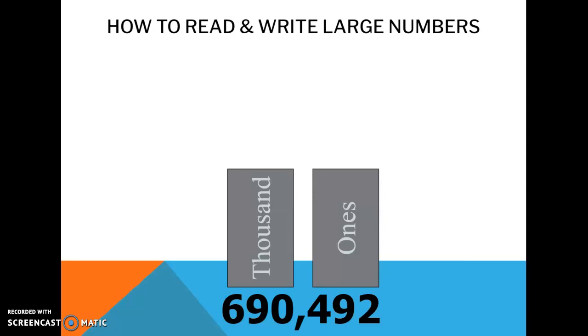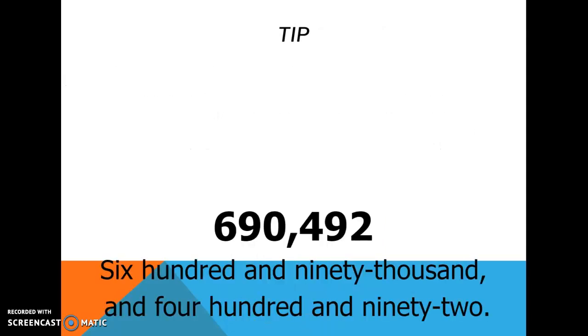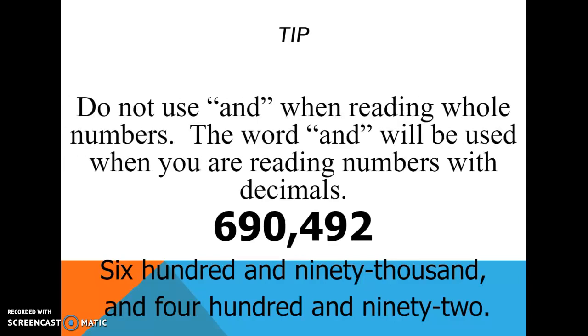How to read and write large numbers. Read the numbers before the comma as if you were reading in the ones column, just like a regular 3-digit number. Say the period you are in when you get to the comma, except for the ones period. So I wouldn't say 492 ones. Instead, I'm going to read it like this: 690,492. But oh, look at this tip. We do not use the word "and" when reading whole numbers. The word "and" will be used later when you're reading numbers with decimals.